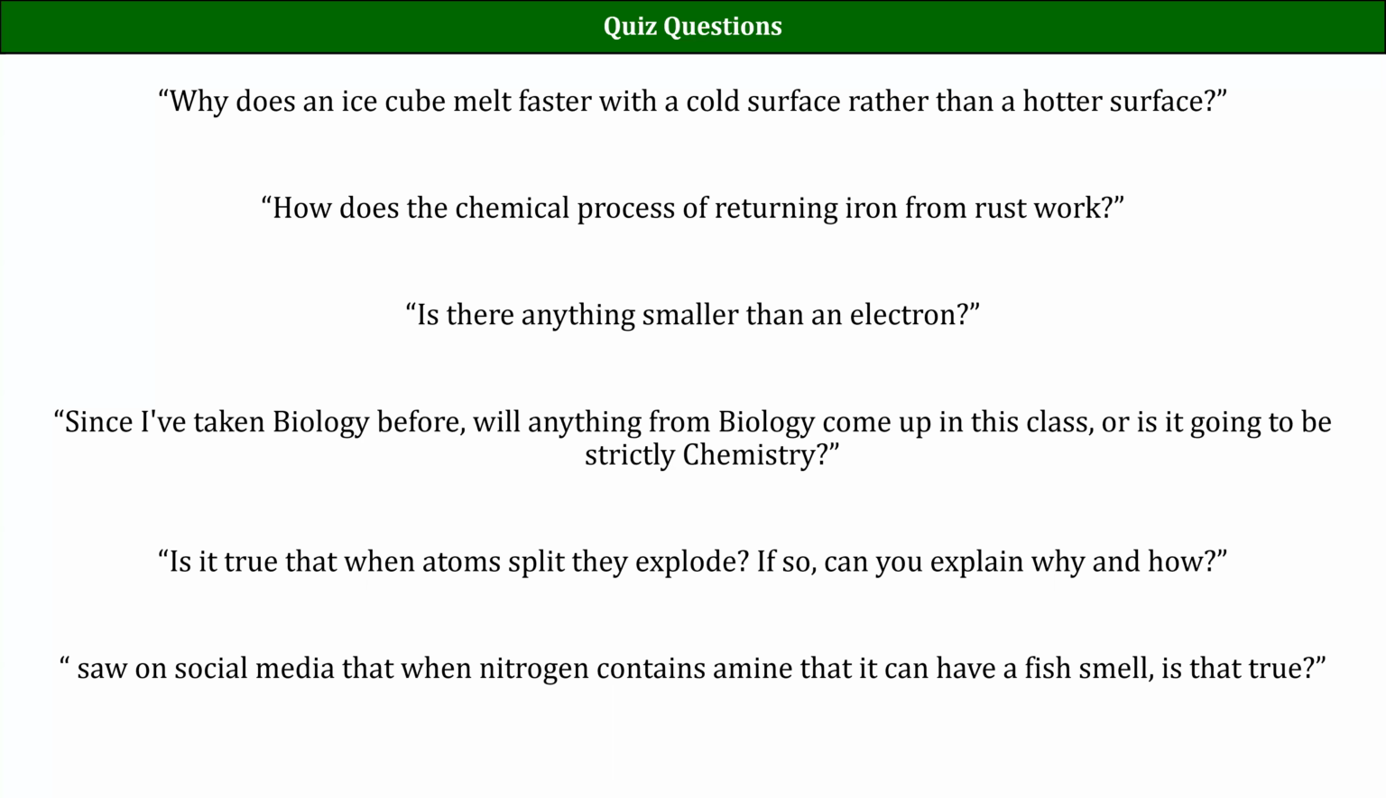Somebody asked, why does the ice cube melt faster with a cold surface rather than a hot surface? I don't think that that's a thing. I'm pretty sure that this student mixed up a different weird fact, which is that ice freezes faster if you start with hot water. If you start with hot water and put it into an ice cube tray and put it into the freezer, it will freeze faster.